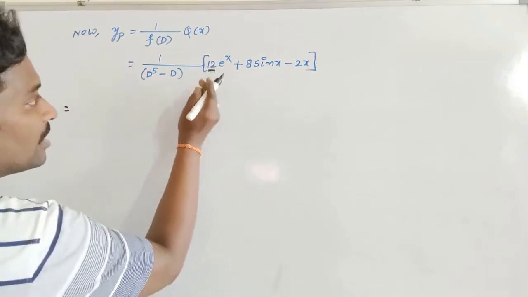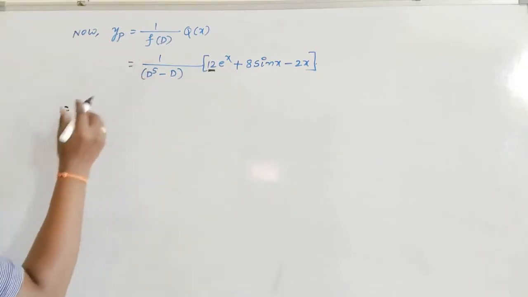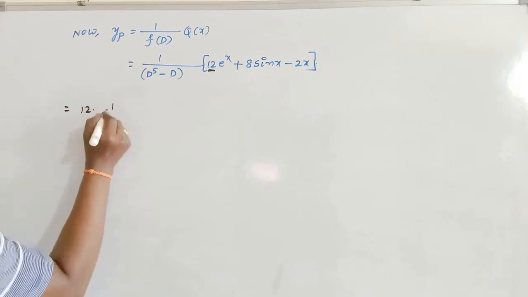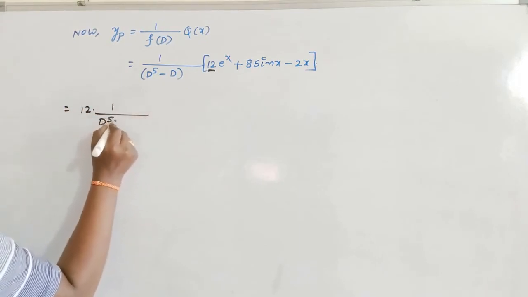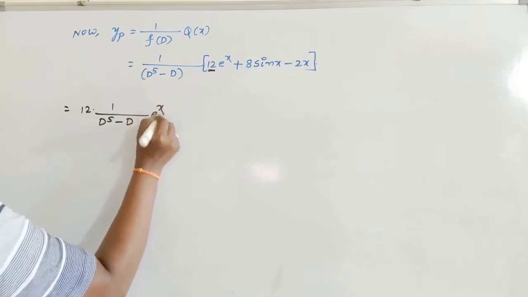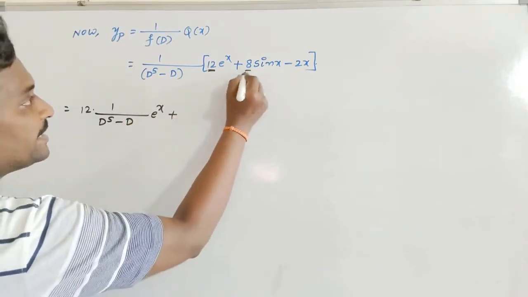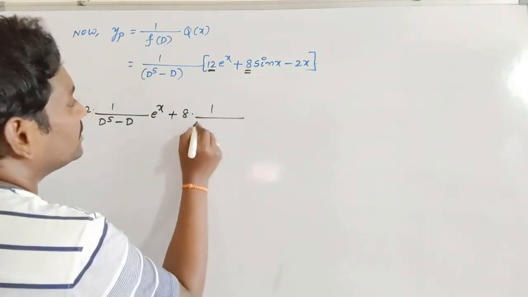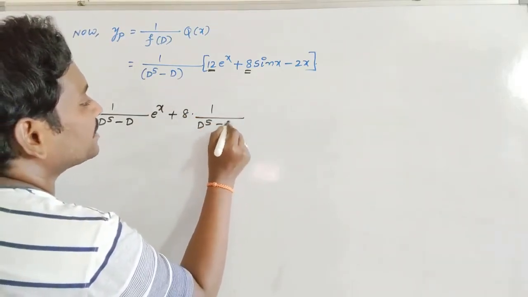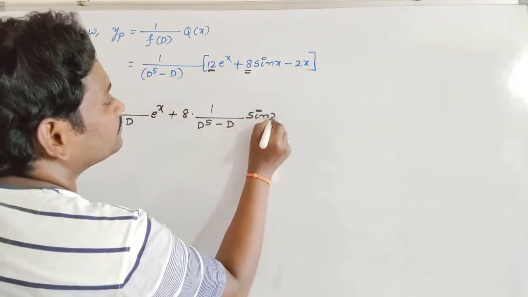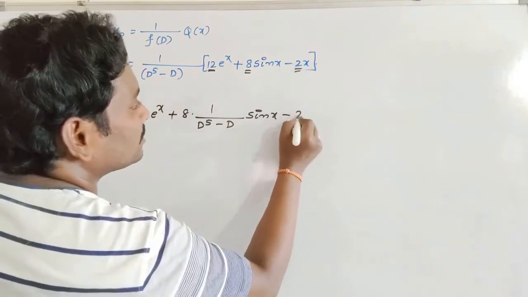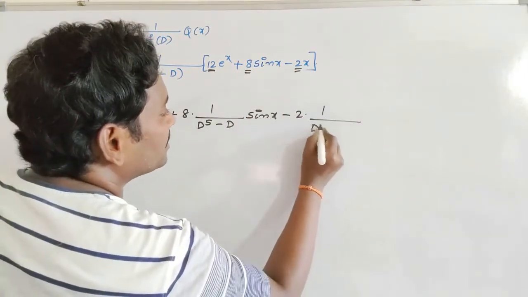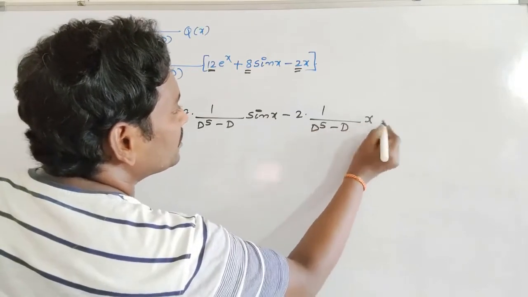So 12 is the constant term, right, outside of 1 by f of D. So you will get 12 times 1 by D power 5 minus D of e power x, plus here 8 is also a constant outside from 1 by f of D, so 1 by D power 5 minus D of sin x, minus here 2 is the constant term, so 2 times 1 by D power 5 minus D into x.